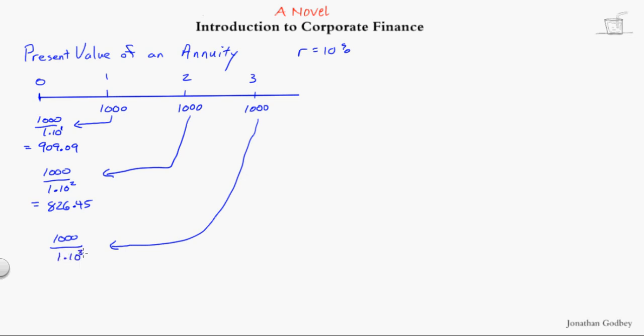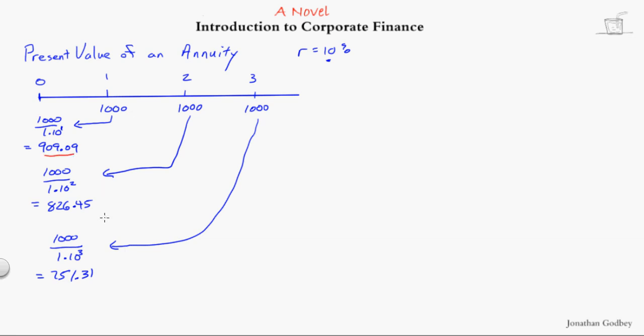So what are we doing? Remember, it's the size, timing, and risk of the cash flows. The $1,000 tells me the size. It comes in year 1, year 2, year 3. That tells me the timing. The 10% interest rate has embedded in it the risk. We haven't really covered exactly how that is, but just trust me for now that that's the case. So that's 751.31.